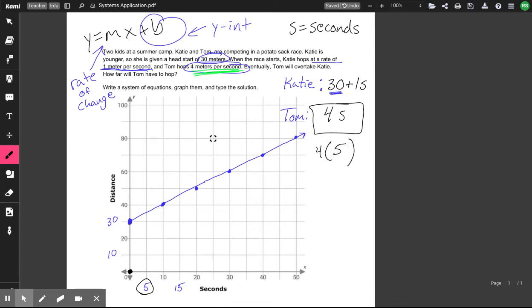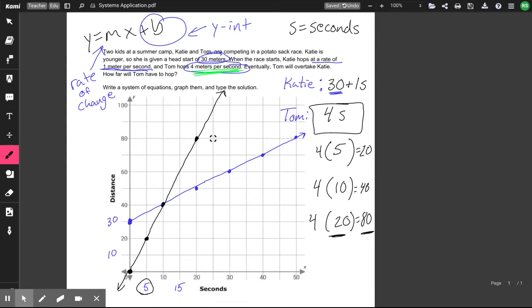How far has he gone after 5 seconds? How far has he gone after 10 seconds? How far has he gone after 20 seconds? And rather than using the rate of change to plot the points, I can just evaluate. After 5 seconds, he's gone 20 meters. 10 seconds, he's gone 40 meters. 20 seconds, he's gone 80 meters. So we can plot the point (5, 20). We can plot the point (10, 40). We can plot the point (20, 80). 20 goes in, 80 comes out. So now I have this graph of Tom here in black.